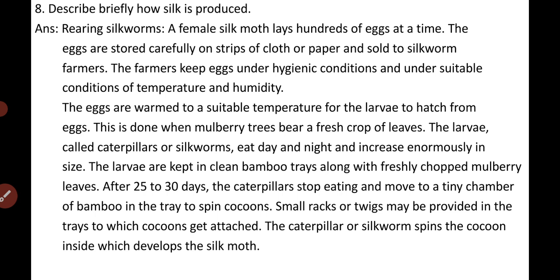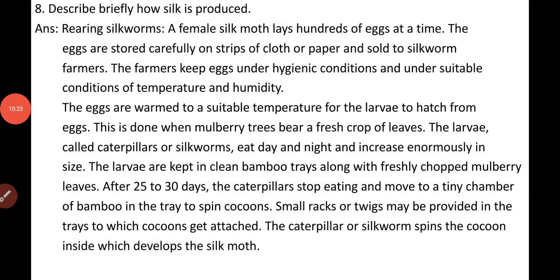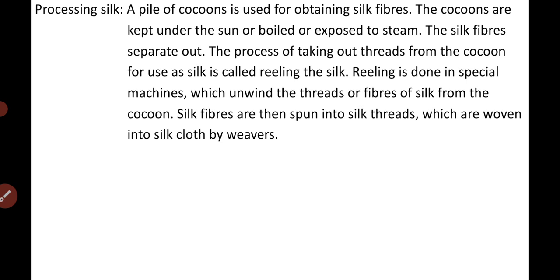Describe briefly how silk is produced. That means we have to describe the production of silk. First of all, the processes involved in the production of silk are rearing silkworms and processing silk.